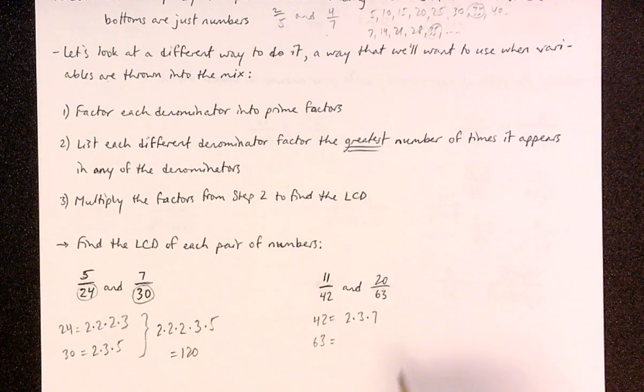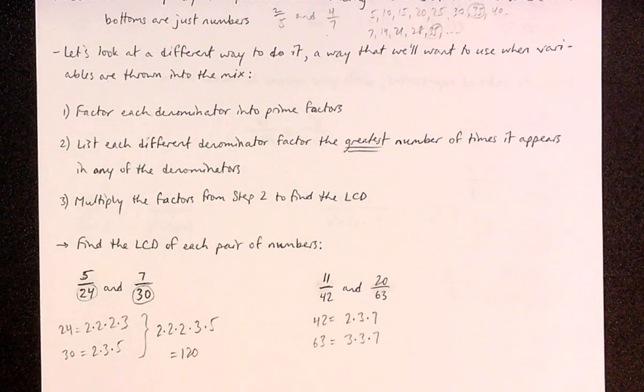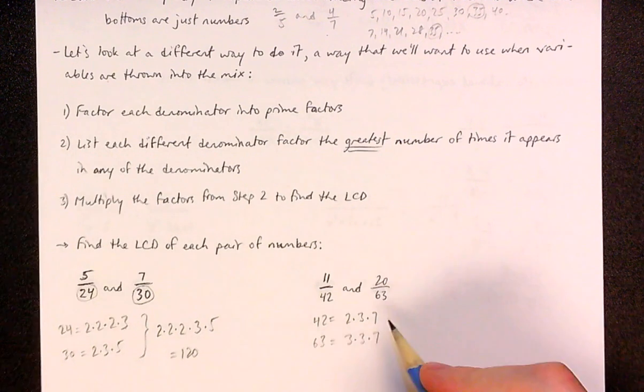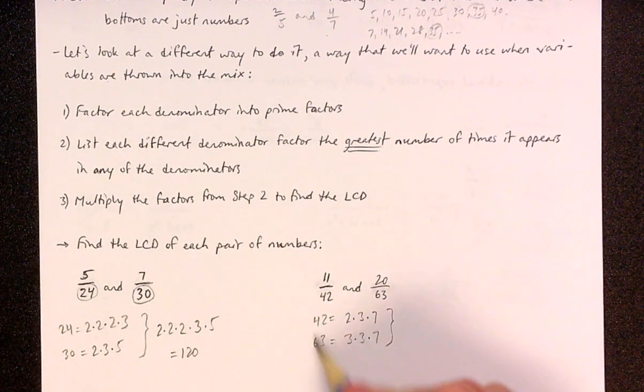Each of these numbers is prime. We're multiplying these guys. 63 is 9 times 7. 7 is prime. 9 is not. 9 is 3 times 3. So 63 is 3 times 3 times 7. So now I've written each of these numbers as a product of numbers that cannot be broken down.